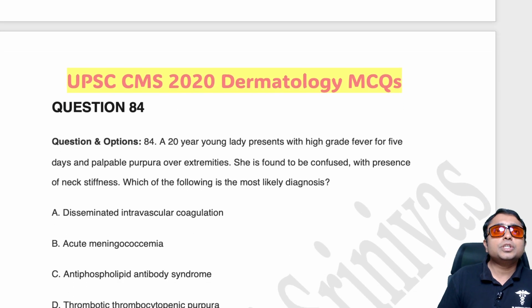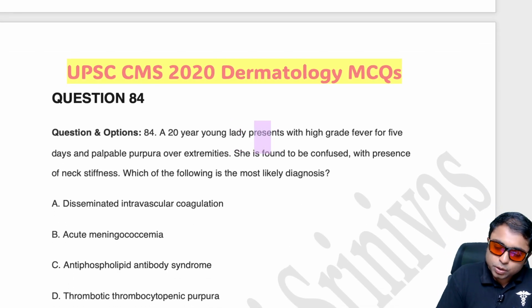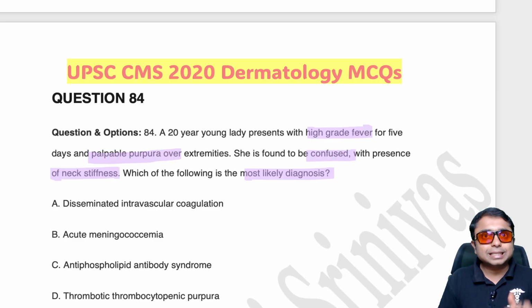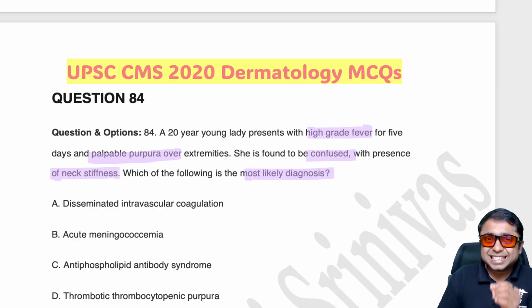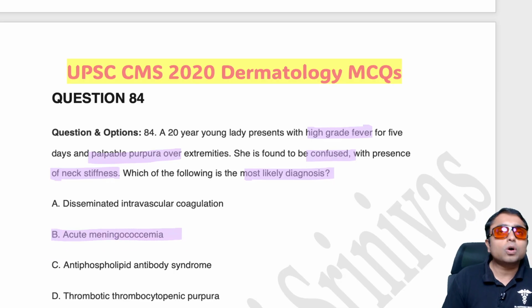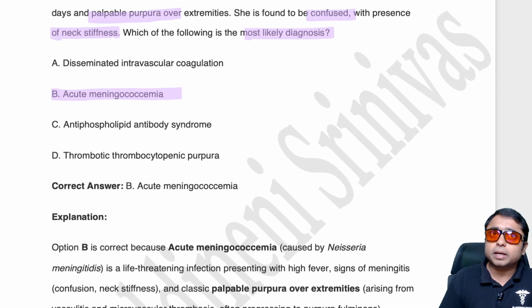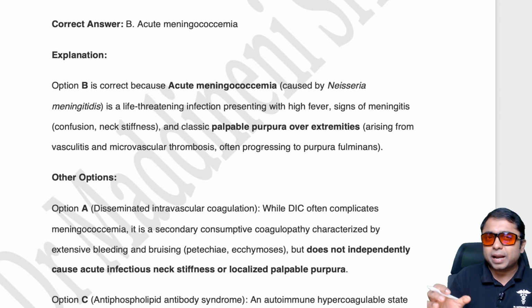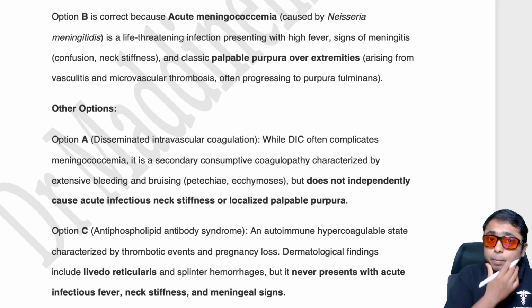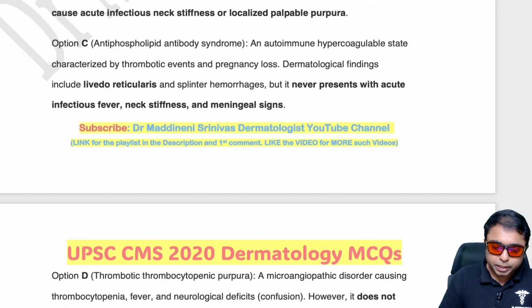And this is the next question which says a 20-year-old lady presented with high grade fever for 5 days. Palpable purpura present over the extremity. She is found to be confused. There is neck stiffness, which are signs of meningitis. What do you think is the most likely diagnosis in this case? So please remember, dear students, Neisseria meningitidis producing acute meningococcemia is the diagnosis which you have to definitely have in your mind whenever this kind of meningitis features along with purpura is the presentation in the patients.